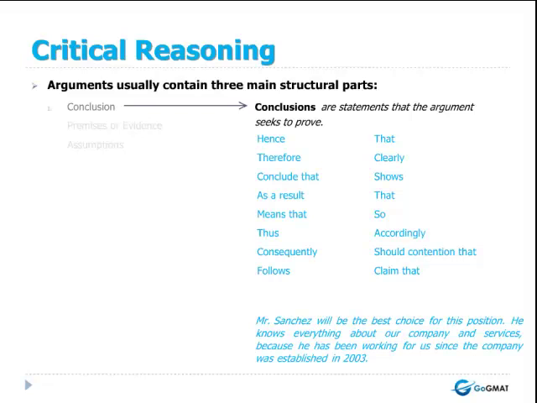The main conclusion is what the argument seeks to prove: Mr. Sanchez will be the best choice for this position. It is supported by the evidence that he knows everything about the company and services, a sub-conclusion. The sub-conclusion, he knows everything about our company and services, is supported by the fact that he has been working for us since the company was established in 2003. As you can see, the sub-conclusion itself serves as evidence in support of the main conclusion.